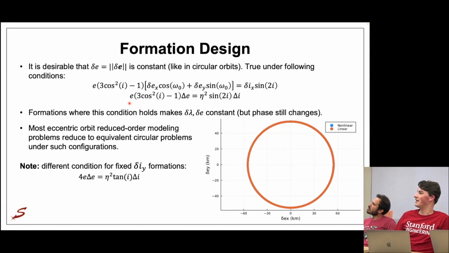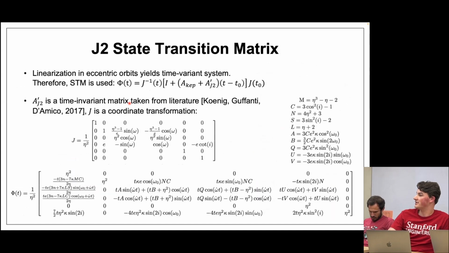There are side effects because if you are in an eccentric orbit, if we go to the state transition matrix, even the inclination, delta IY, is also affected by these two values, delta EX and delta EY. So no matter what, it's going to drift. There's not really a way to prevent that from happening.